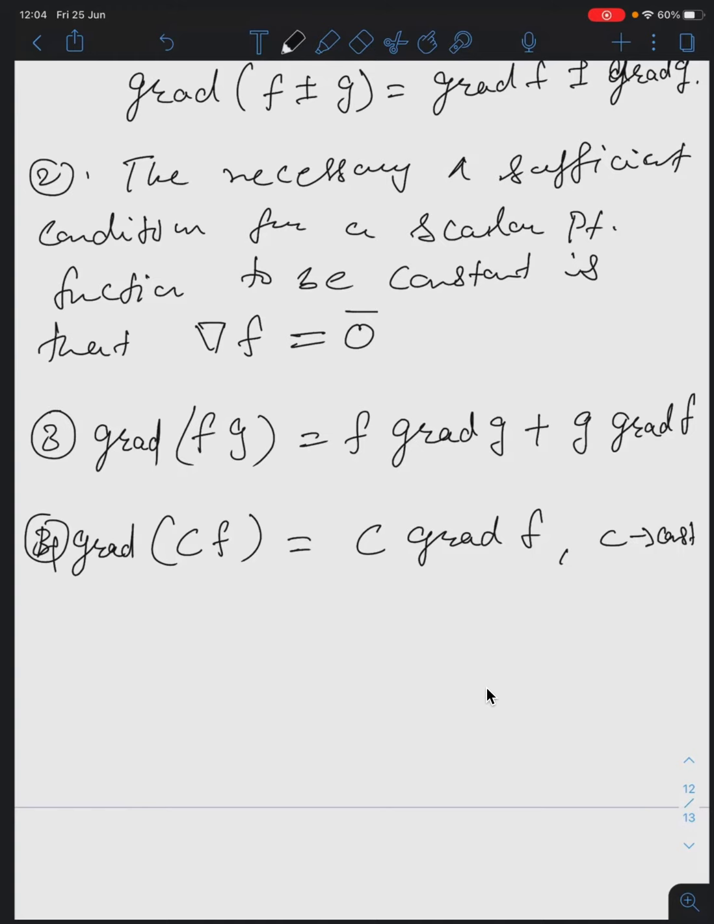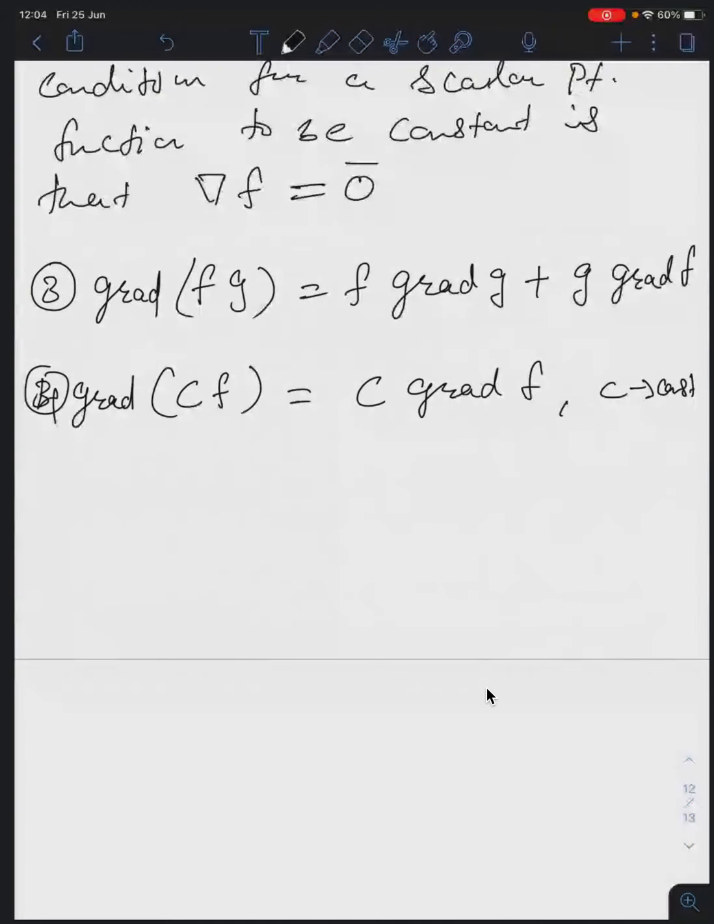So here we have taken the multiplication of two scalars. Multiplication is possible, so we multiplied and calculated the gradient. So the result is this one. This is how you will calculate it.